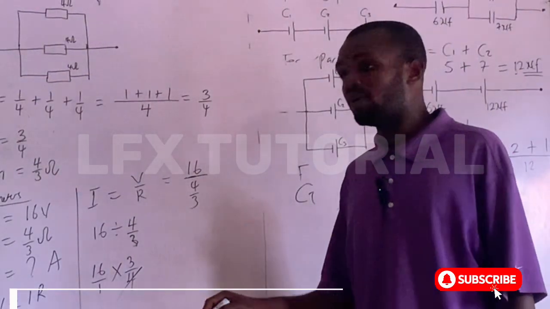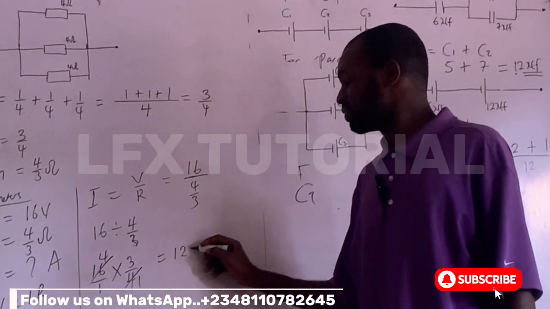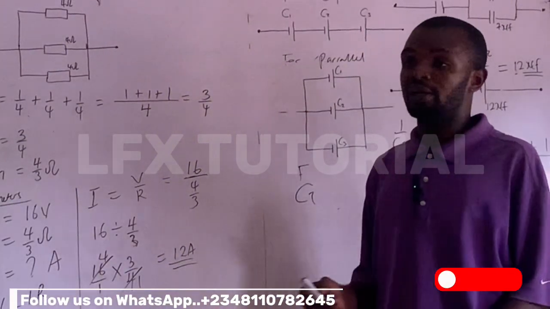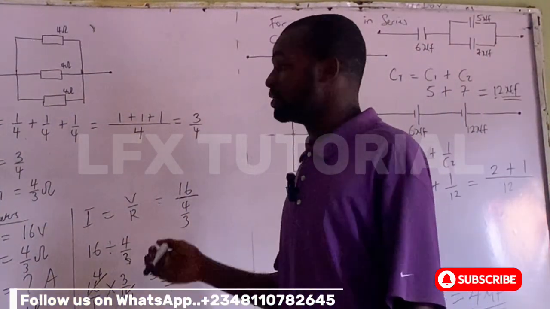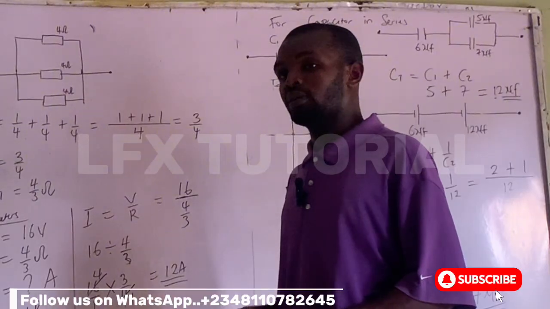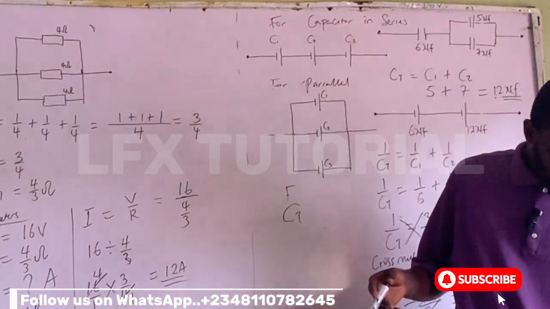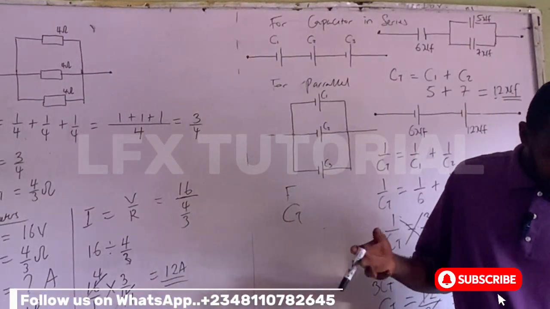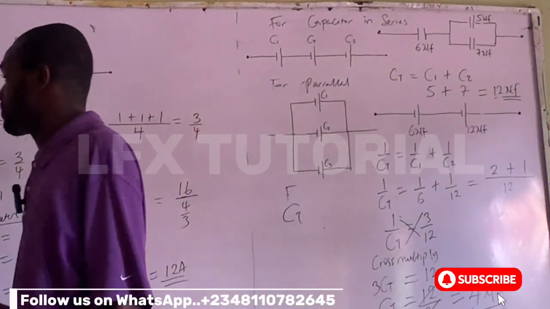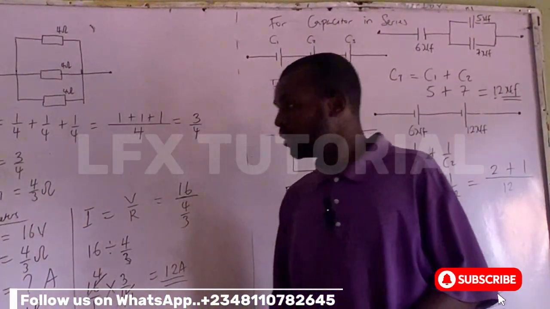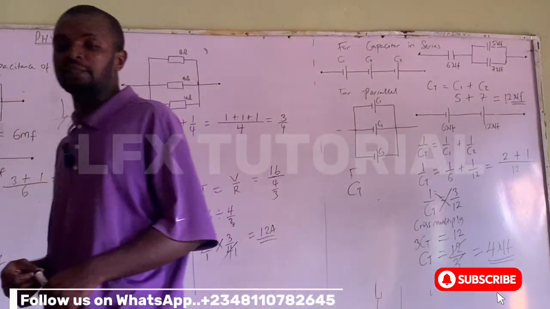4 divided by 4 is 1. 4 divided by 16, 4 times 3, 12 amperes. It's not in the options. So this is the answer. The options are 3A, 2A, 5A, and 4A. Others will have been solving. I will solve it in the options. Only this one. Alright. They are wrong, and we are right.